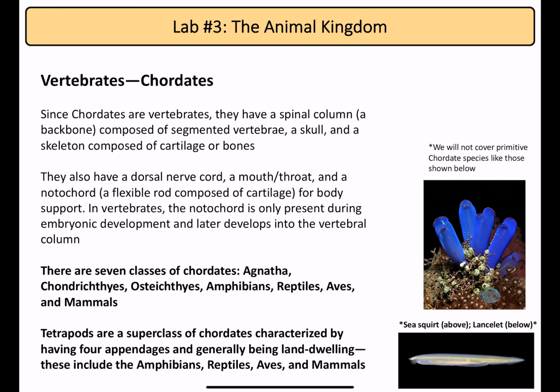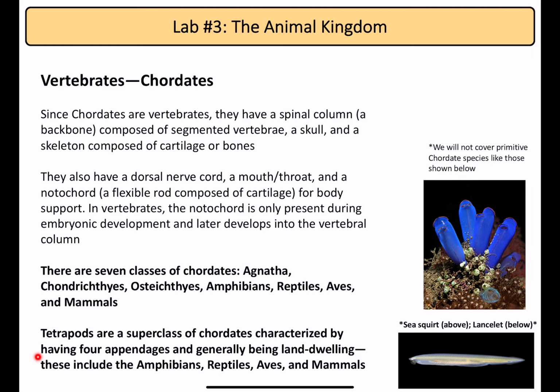Now we're ready to move into the last major group of animals, the chordates. And remember, chordates are vertebrates. So we're going to learn about 7 classes of chordates, shown here. 4 of those classes, called the tetrapods, include aves, which are birds, amphibians, reptiles, and mammals.